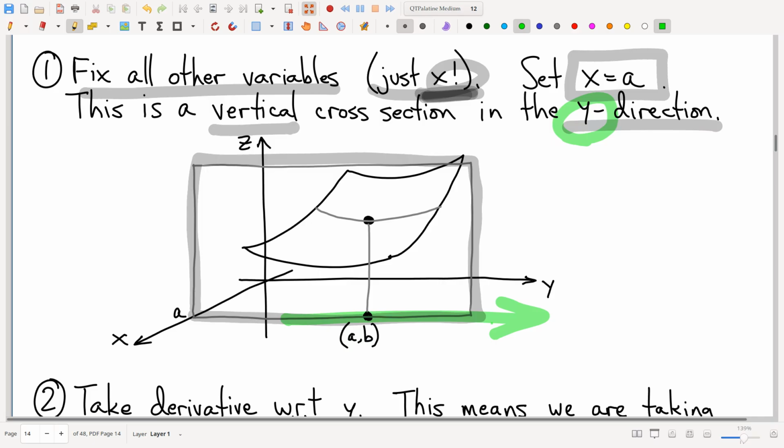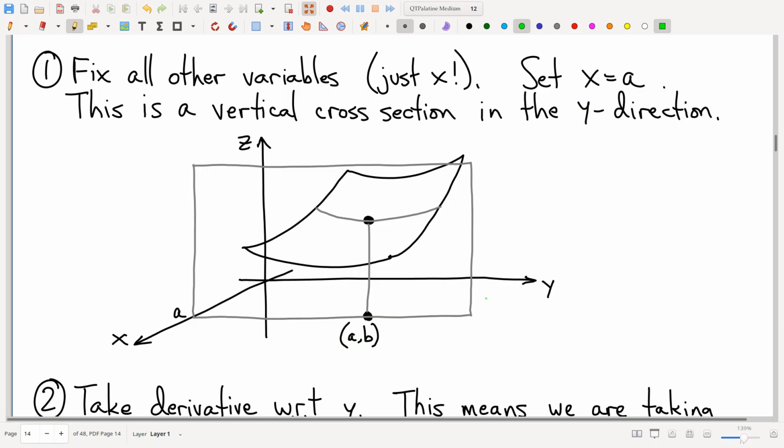Okay, so taking a vertical cross section. Okay, well, wait a second. Let's slow this down. We were taking a vertical cross section. We started off with a graph. The graph was this whole surface. But when I take that vertical cross section in the y direction, the result is now I've got just a curve. So step one, geometrically, is we take a cross-section of our graph to look at a curve.